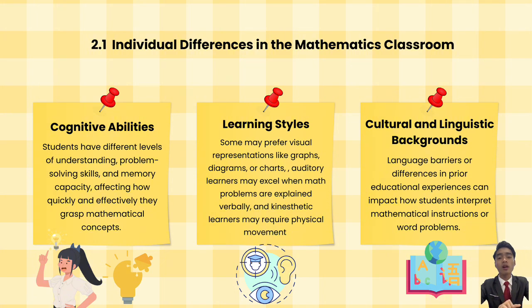The first one is the cognitive abilities. For instance, some students may grasp mathematical operations rapidly, while other students may need more concrete examples or step-by-step instruction to understand the concept. Second one is the learning styles. Some students may prefer visual learning, and auditory learners excel when mathematical problems are explained verbally. And kinesthetic learners may require physical movement to fully grasp the concept.